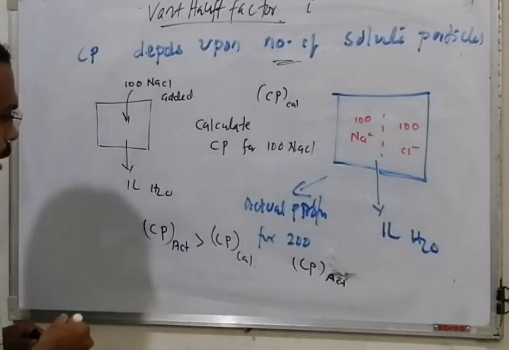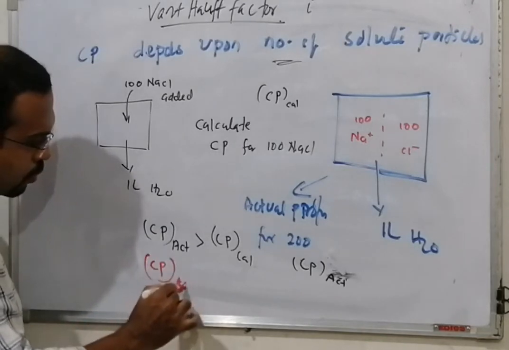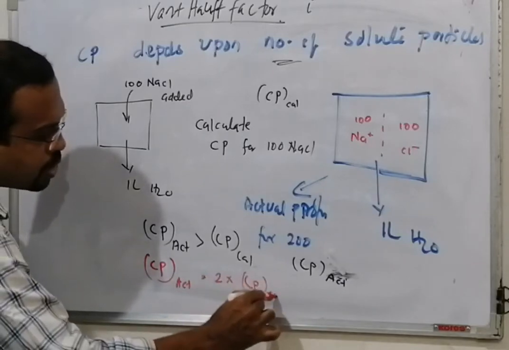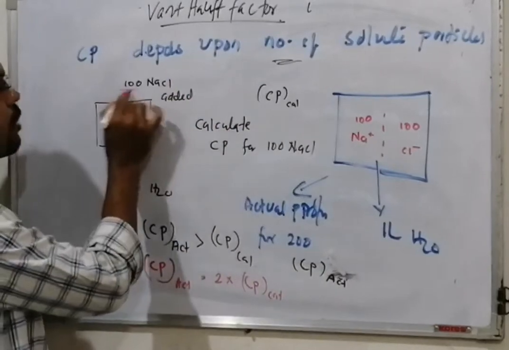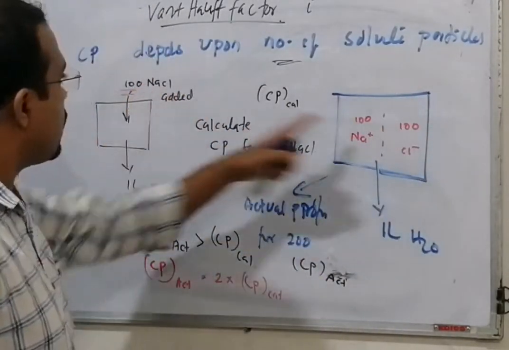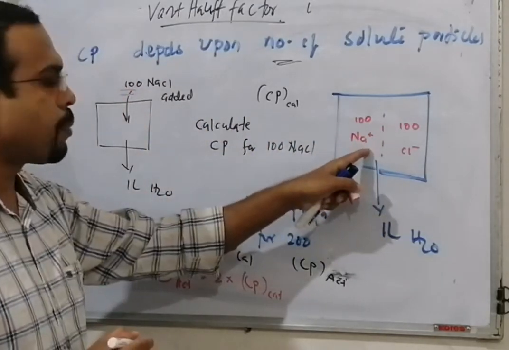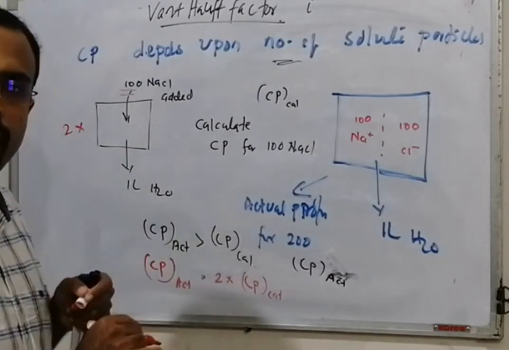And not only that, Cp actual is equal to 2 times Cp calculated, because its number is 2 times greater: it is 100, it is 200. Its number is 2 times greater than this number. Therefore, its colligative property is 2 times of this colligative property. Okay? Yes.